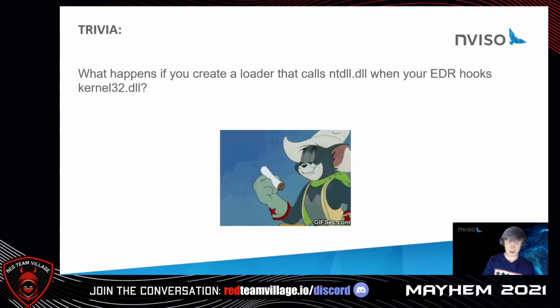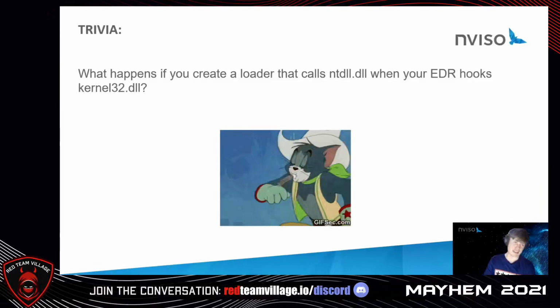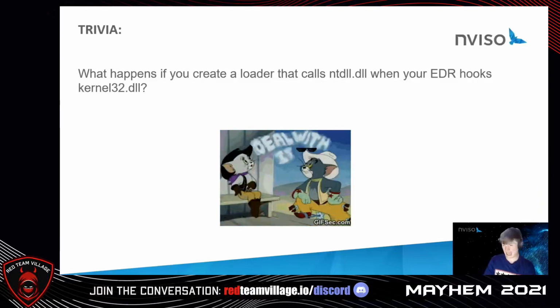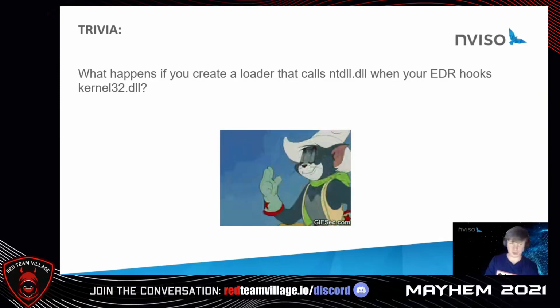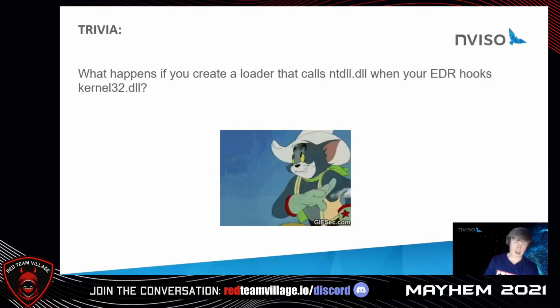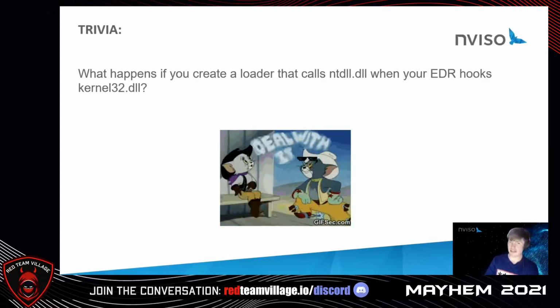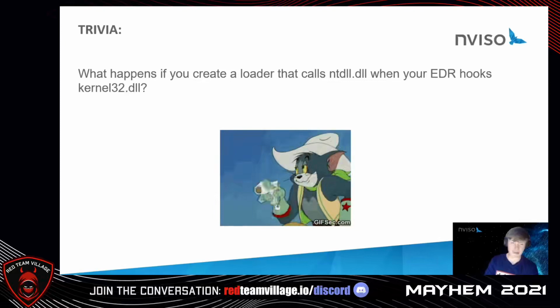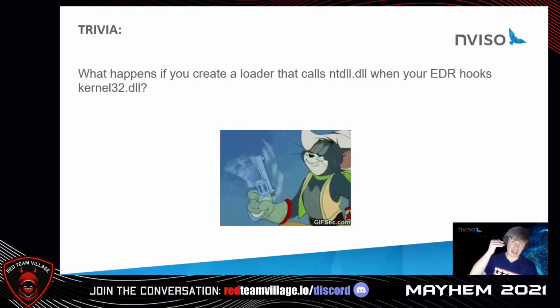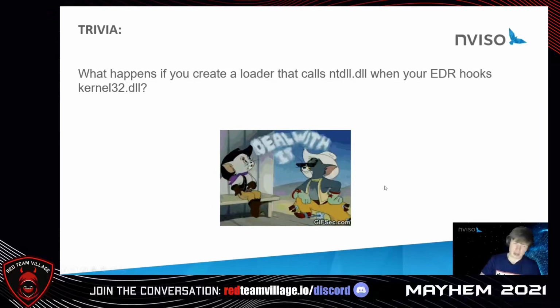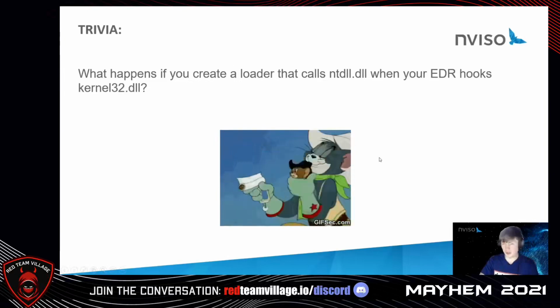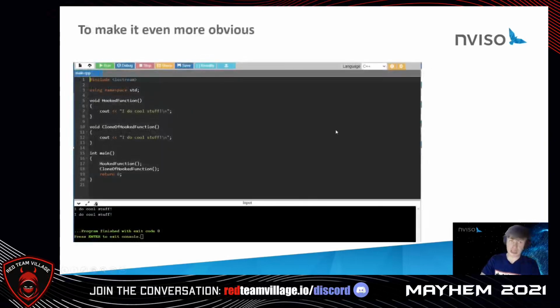Unfortunately, this is a pre-recorded stream, so I don't have the chat or the audience with me at time of recording, but I hope it makes sense for most of you if you paid attention to what I'm saying, that if your EDR would hook kernel32.dll and you call ntdll.dll directly, you would actually bypass the EDR hooks because they're hooking at a level above you and you're actually calling something below that. So the EDR would be blind to your Win32 API call. Hope that makes sense. I'm going to make it even more obvious.